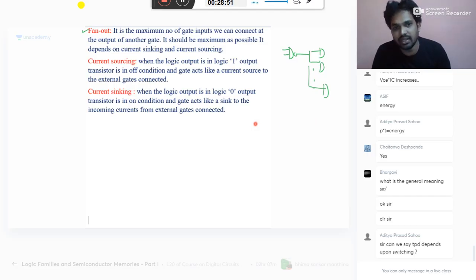Mathematically, it depends on two factors: current sourcing and current sinking. TPD depends on switching, and not only switching, it depends on your load, load capacitance, resistance of the circuit, and also the switching delay of your transistor. All the things. So now come here. Fan out is the maximum number of gates that we can connect. Do you understand the meaning of fan out? Everybody, tell me. Then I'll explain what is current sourcing and current sinking.